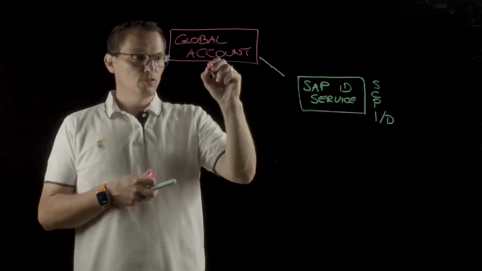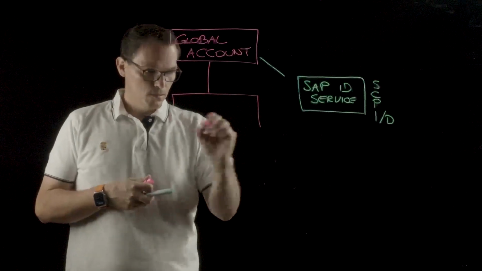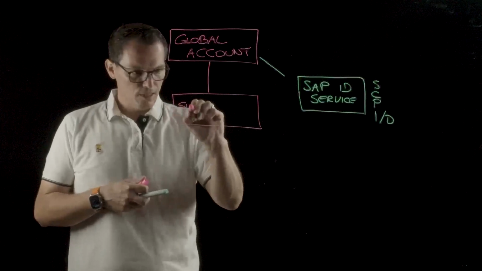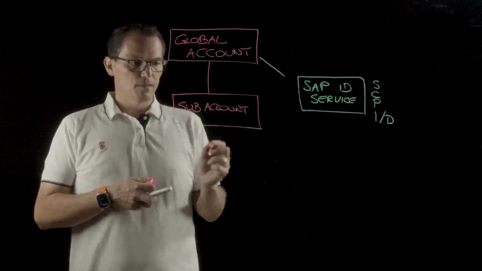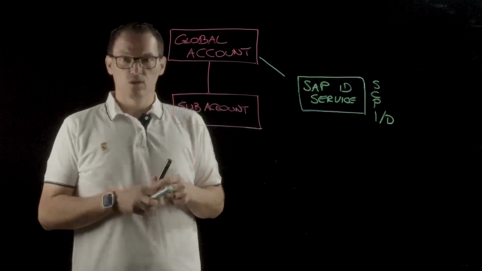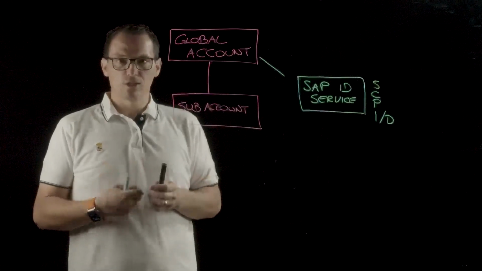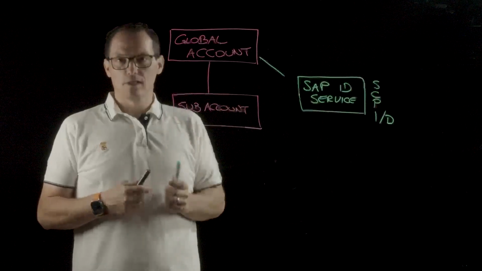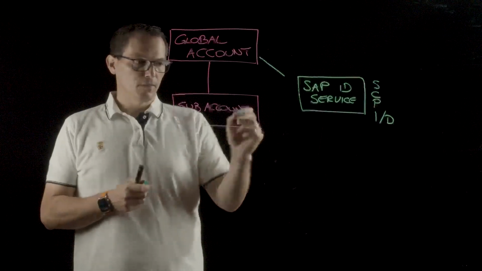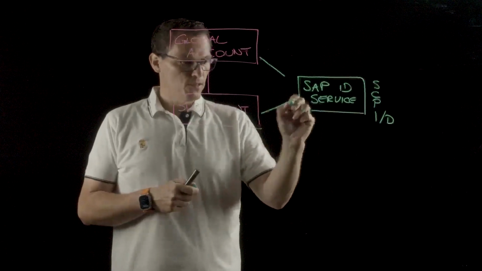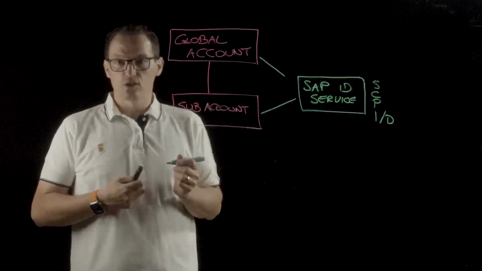Below the global account, we have sub-accounts. This is where everything happens. In the sub-account, you have the services, you have the subscriptions, and basically the functionality is running. The global account is more or less just for administrative purposes, and also of course for the licensing and so on.